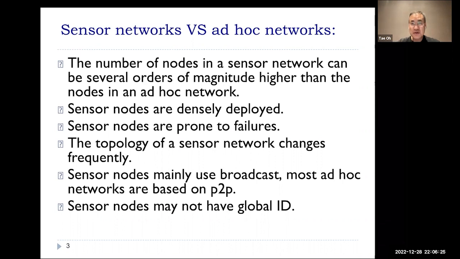Don't get me wrong, there are sensors that do ad hoc, but there's also a central version of it, where all the sensors send to a central location. That's another strategy, okay? Sensor nodes may not have a global ID, a unique ID. That might be the case because there are so many of them, so you may not need a globally unique ID for it, okay?